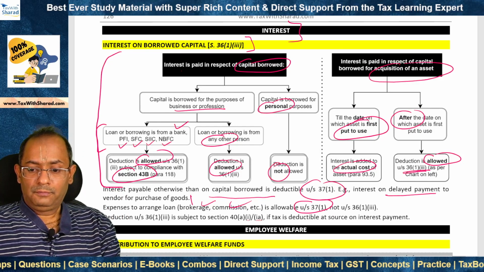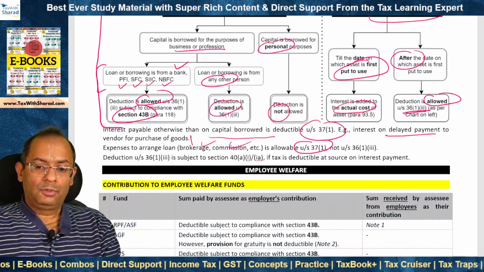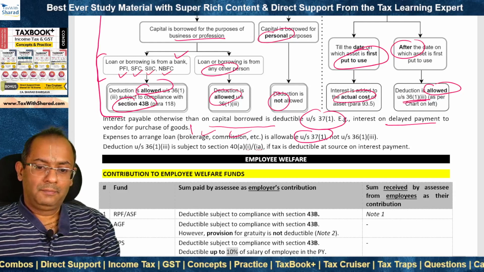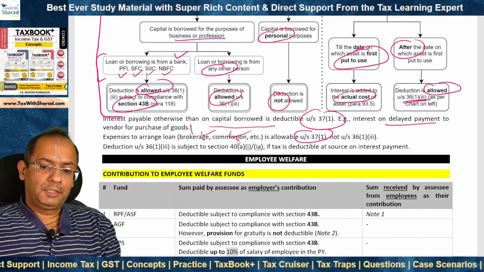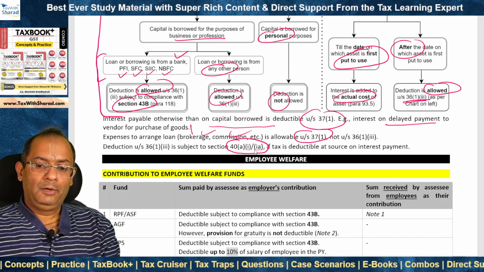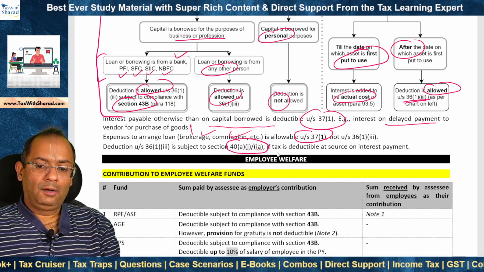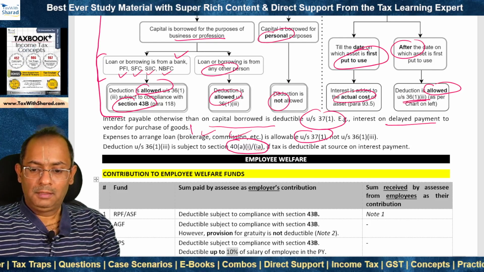What if TDS is required to be deducted at source on payment of interest? Then the provisions of section 40(a)(i) and 40(a)(ia) become applicable, and disallowance can be made if these provisions are not complied with. We will look at these provisions in some time.